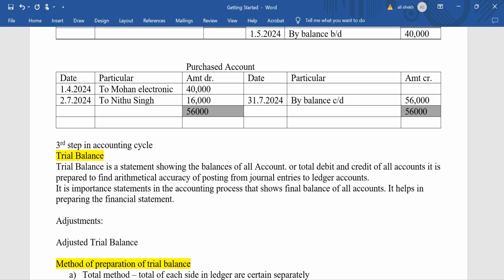So what is the adjustment? Suppose there are some transactions which are posted after preparing the trial balance. So the effect of those transactions will not be included in the trial balance. So we will prepare one more trial balance called adjusted trial balance after taking the adjustments into consideration.